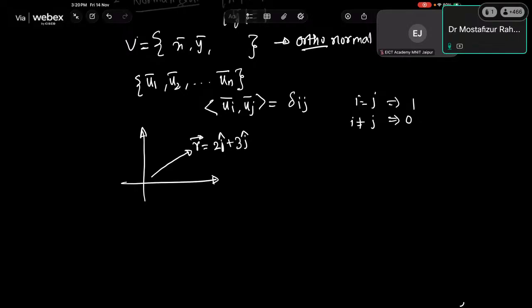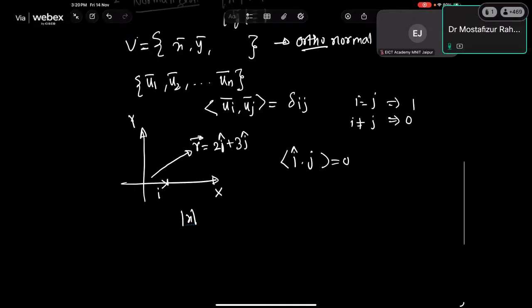So that means this i cap and j cap, their dot product equals 0, first of all, right? And towards this x-axis direction and towards this y-axis direction, the norm, when it equals 1, is this unit, right? And I am putting a direction and calling this vector i with unit norm equal to 1. Similarly, towards this direction, the j vector, right?